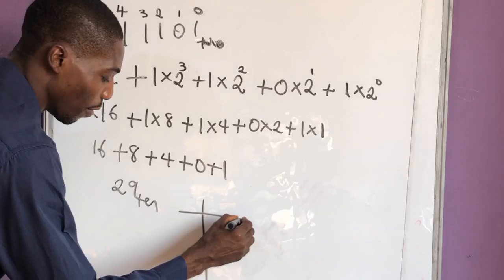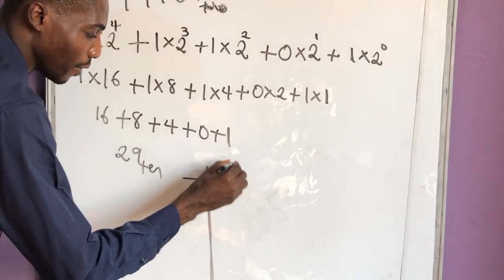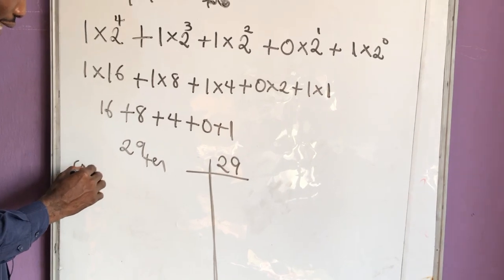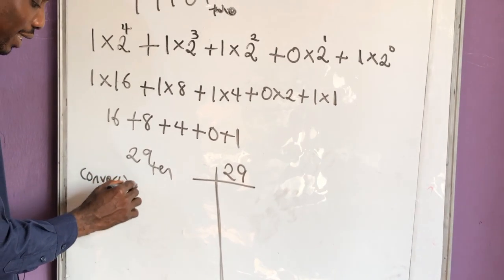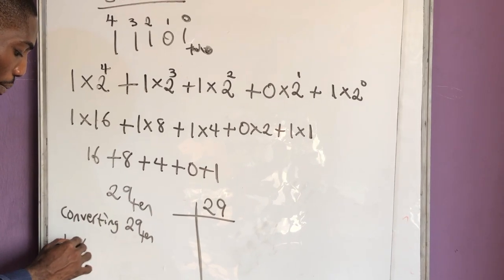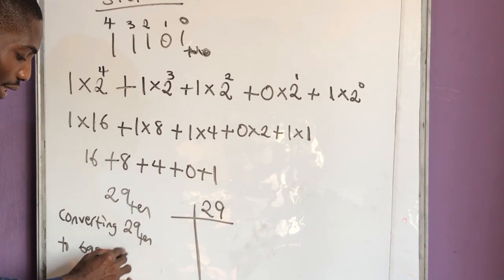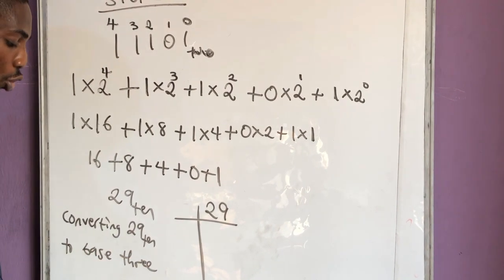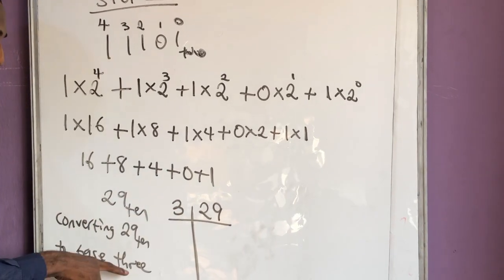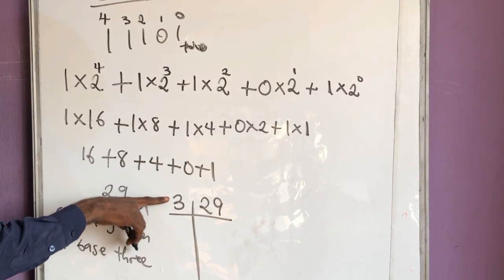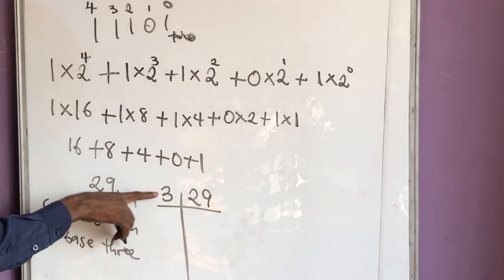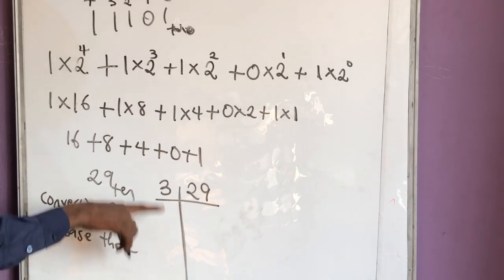Then I'll have my 29 here. What am I converting this to? I'm converting 29 base 10 to base 3. That is what I'm doing. So because I'm converting it to base 3, I'm going to be having 3 here. If I'm converting it to base 2, I will have 2 here. If I'm converting it to base 4, I will have 4 here. If I'm converting it to base 5, I will have 5 here. But because I'm converting it to base 3, I will have 3 here.